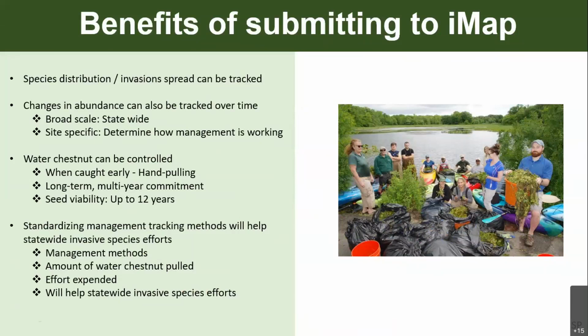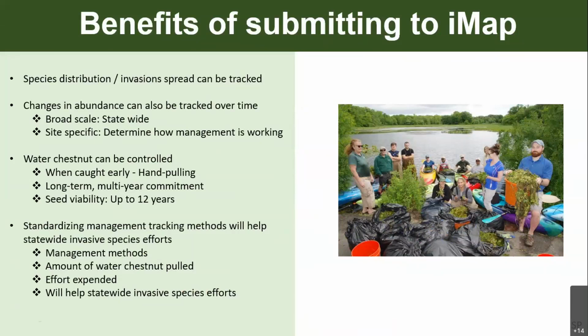In iMap itself, just having presence data from everyday surveys, we get to look at the changes in distribution. So how is water chestnut distributed across the state and how is it spreading? We can track that over time.